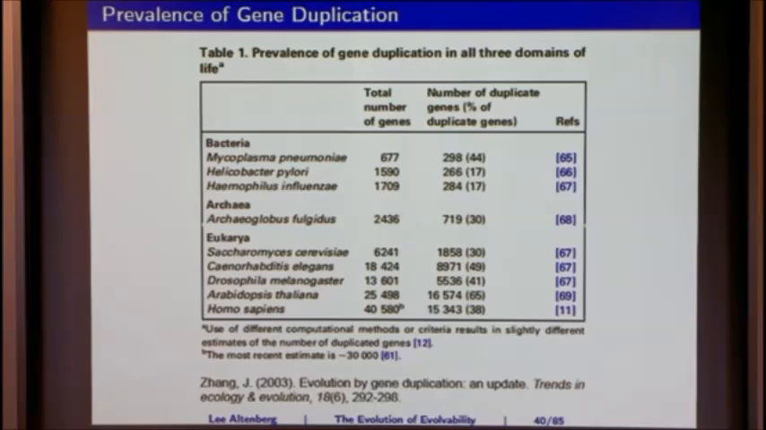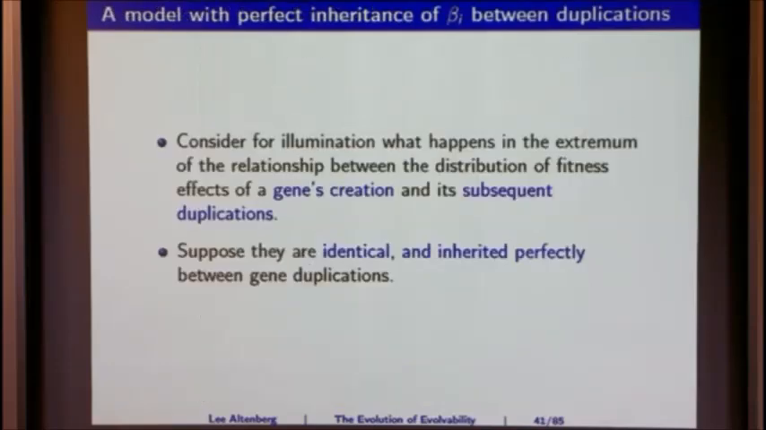And the literature is full of different cases of trees showing gene duplications. So now, as an illustration, let's go to the extreme end and suppose that this distribution of fitness effects of a gene's creation and its subsequent duplications is identical. It's perfectly inherited from one gene copy to the next. So let's see what happens under that assumption.